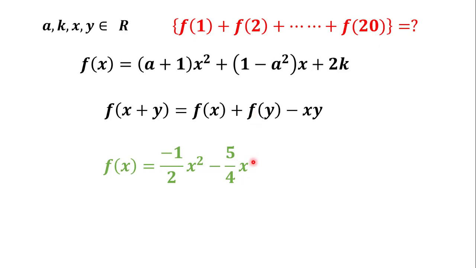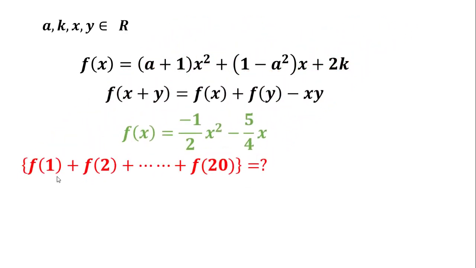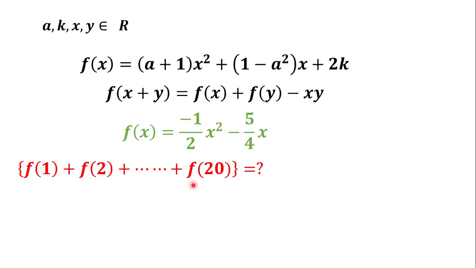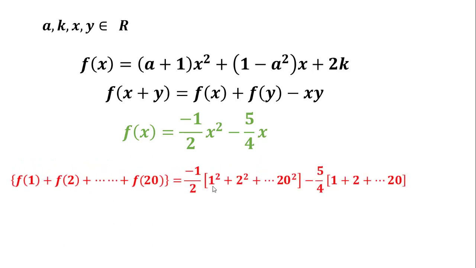In the next step, we want to find the sum of f of 1, f of 2 up to f of 20. So we need to replace x by 1, 2, 3 up to 20, and we're going to get minus 1 over 2 times 1 squared plus 2 squared plus 3 squared up to 20 squared, minus 5 over 4 times 1 plus 2 up to 20.